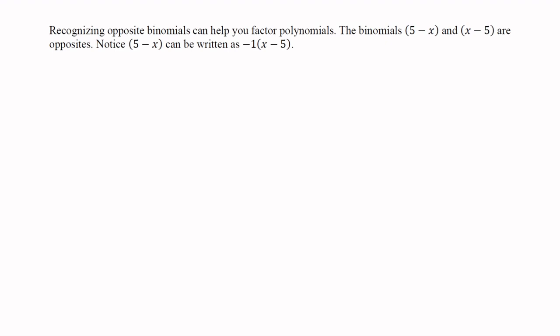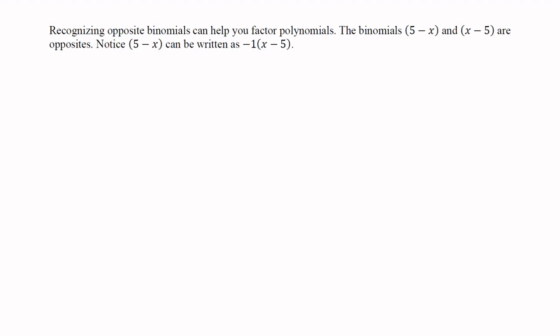Recognizing opposite binomials can help you factor polynomials. The binomials 5 minus x and x minus 5 are opposites. Notice 5 minus x can be written as negative 1 times x minus 5. Because if I distribute that negative 1 across, I'll have negative x plus 5, which is the same as 5 minus x. Be careful here.